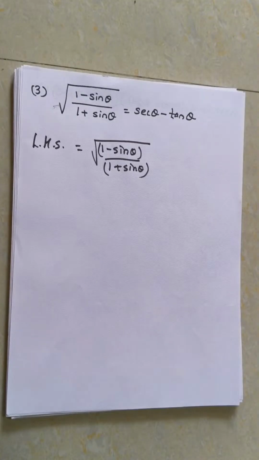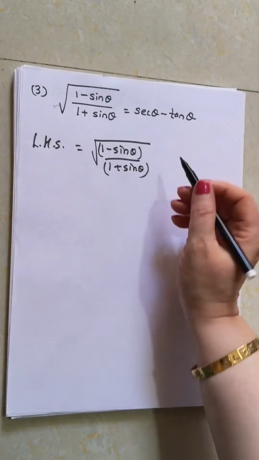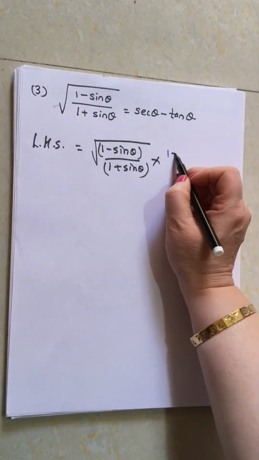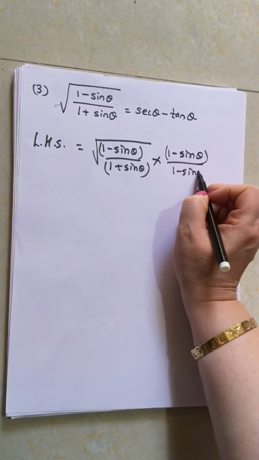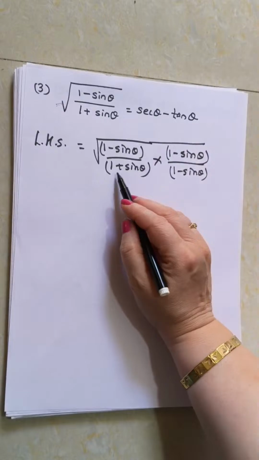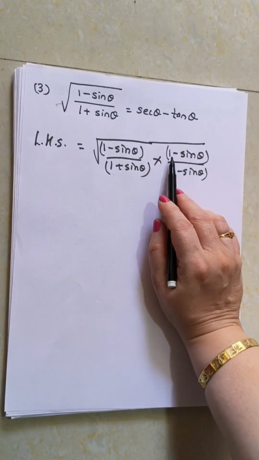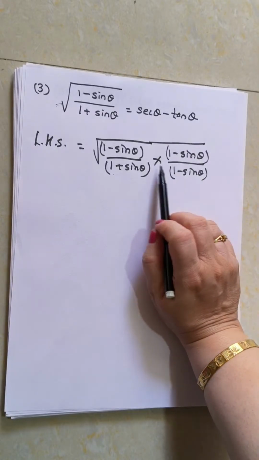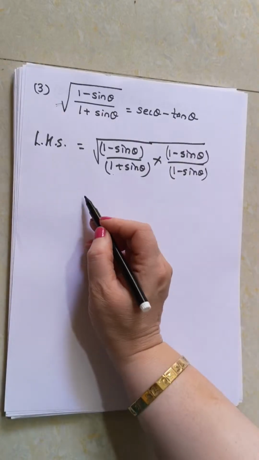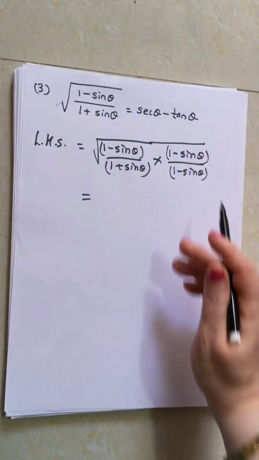So now be concentrated. Here it is 1 plus sine theta, so its conjugate is 1 minus sine theta. I multiply and divide by 1 minus sine theta, so I have not changed the ratio. Okay. So now see here, 1 minus sine theta into 1 minus sine theta.